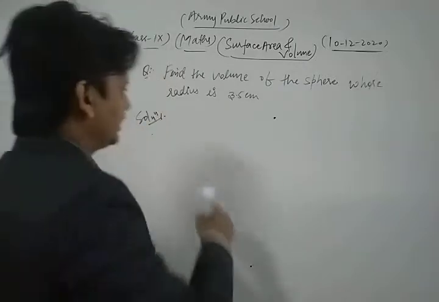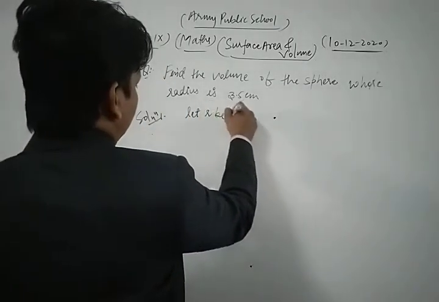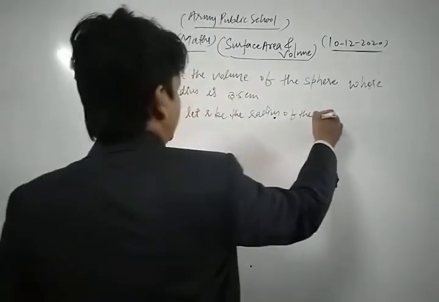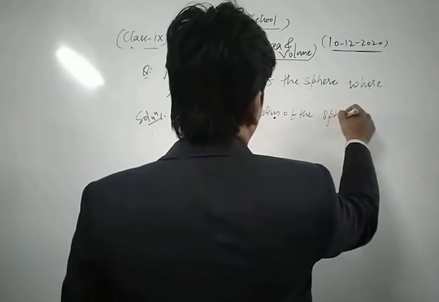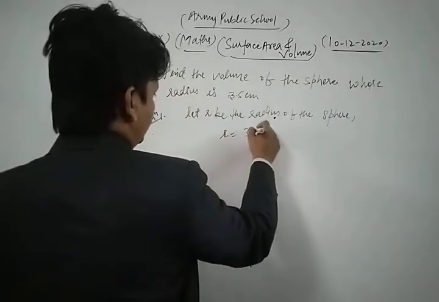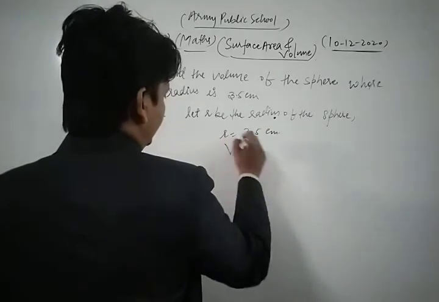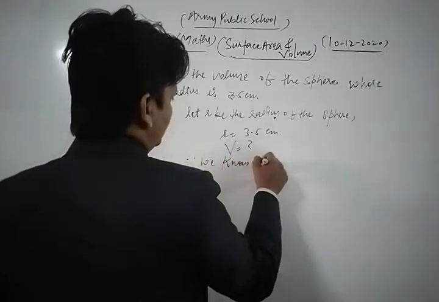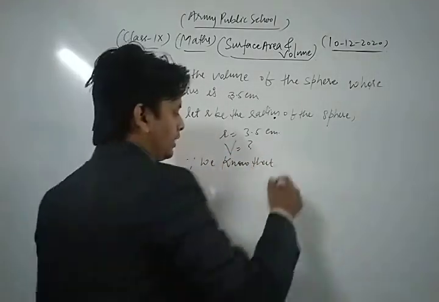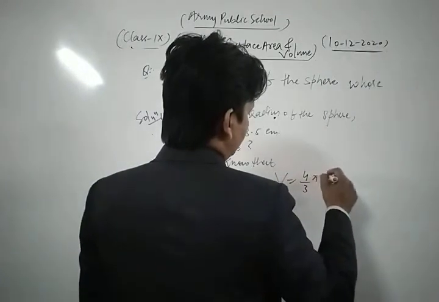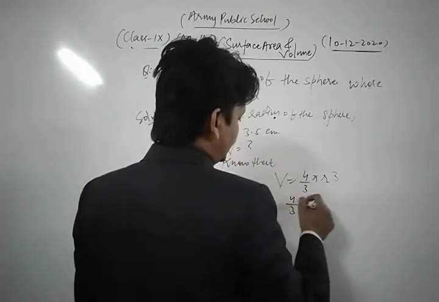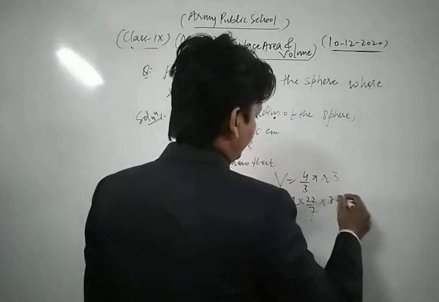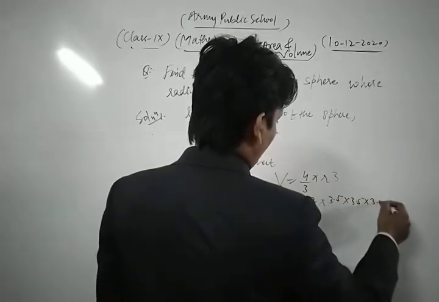First of all, dear students, let r be the radius of the sphere. So r is equal to 3.5 centimeter. We find its volume V. Since we know that the formula for the volume of a sphere is V equal to 4 by 3 pi r cube. Now we put the value of pi as 22 upon 7 and the value of r cube as 3.5 into 3.5 into 3.5.